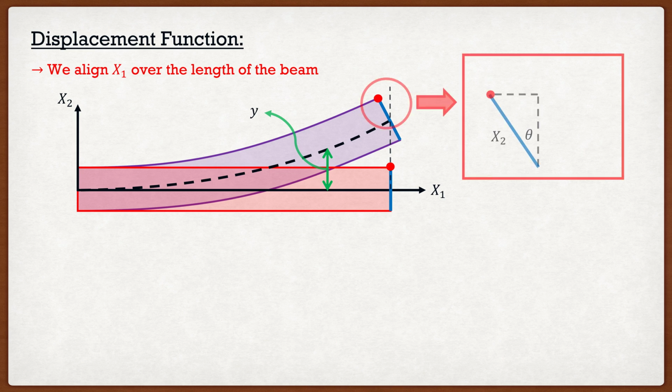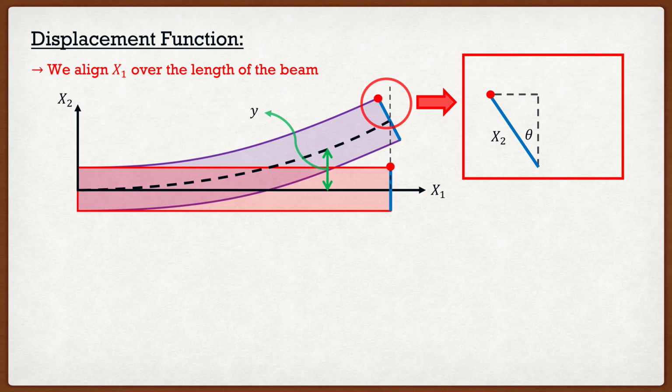What we're going to do is zoom in on there, and what we can see is we can actually create a nice triangle. So this is where the plane sections remain plane assumption comes in handy, because we know that this section is going to be perpendicular to that neutral axis. Therefore, we can create this nice triangle, right? So we know that the point is located at a distance x2 above the beam, and we know that the cross section has rotated by an amount of theta.